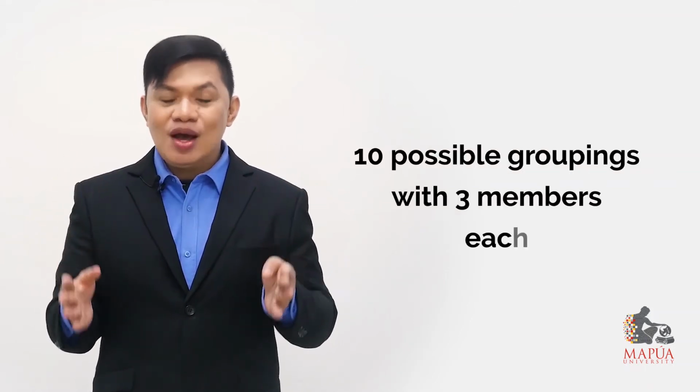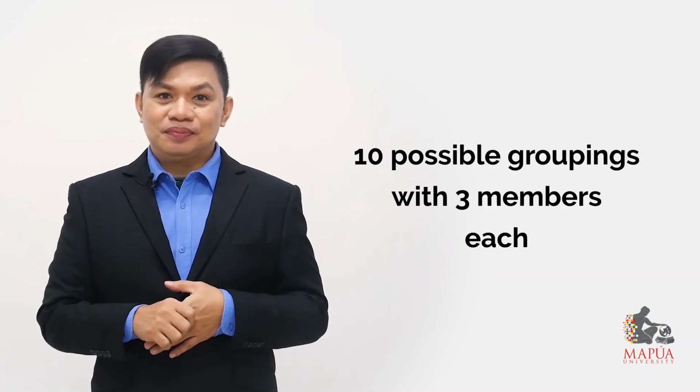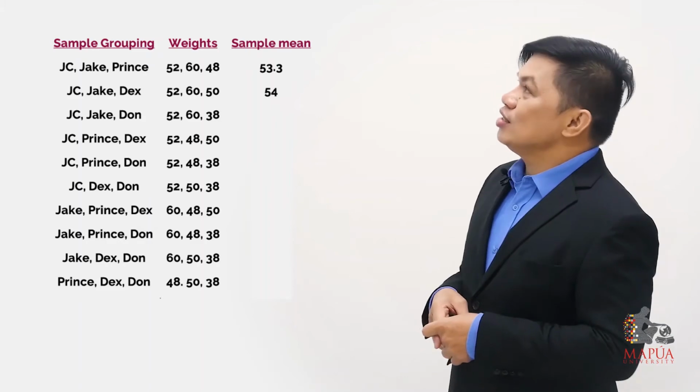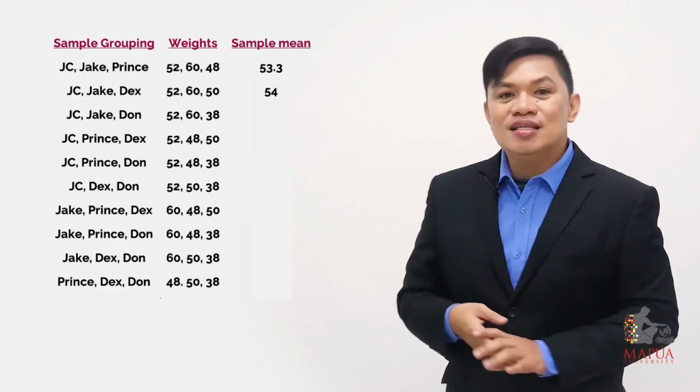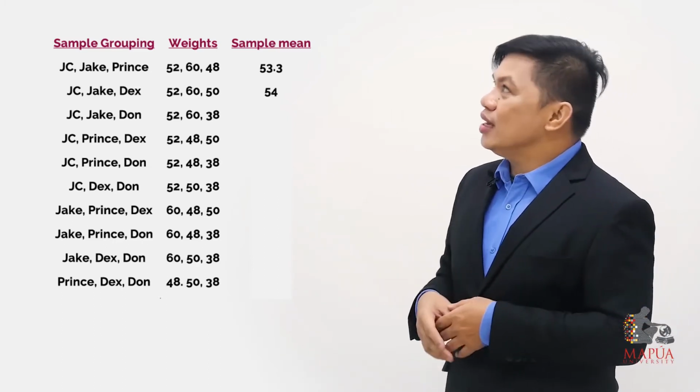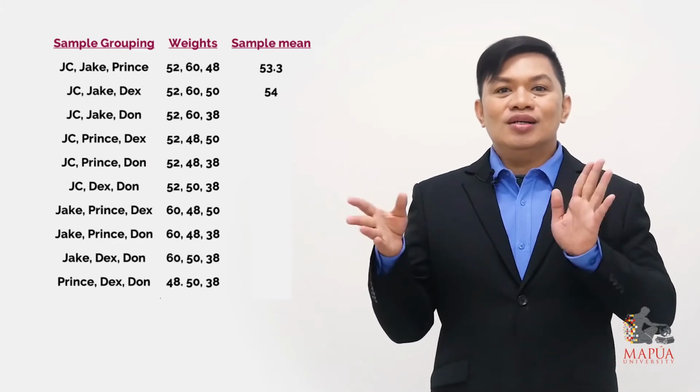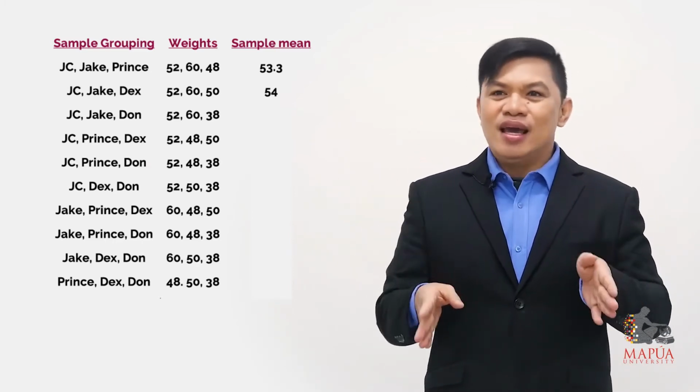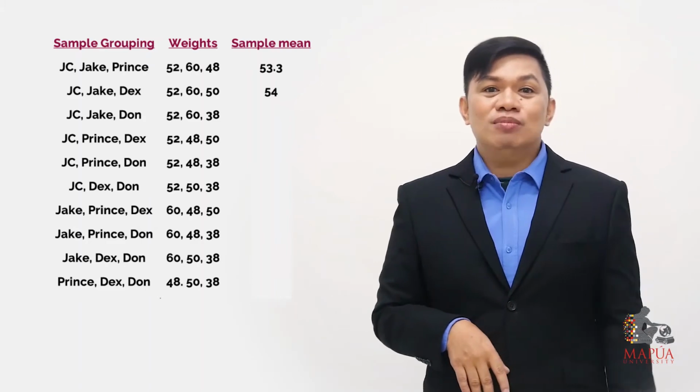Anyway, we go back to our grouping. So we said that out of these 5 friends, we can form 10 possible groupings with 3 members each. Okay, so I did the work for you. I have the listing of the groupings, as you can see here. These are the 10 possible groups. Like in one group, you have JC, Jake, and Dex going together, and then another you have JC, Jake, and Don. So you can vary the members of this, and as you can see, there are 10 possible groupings.